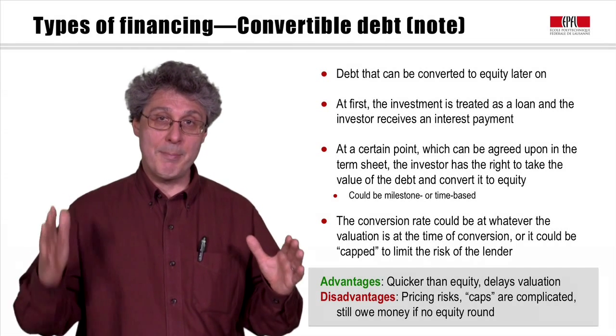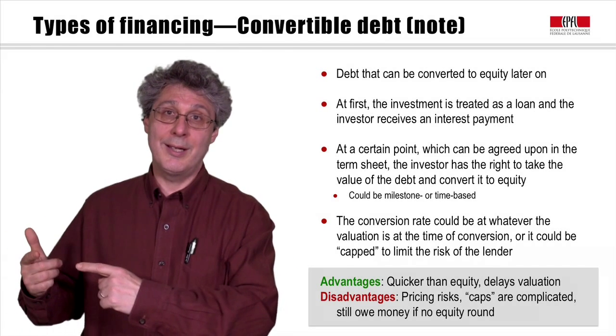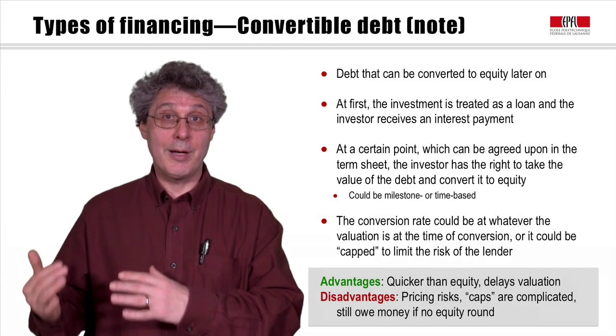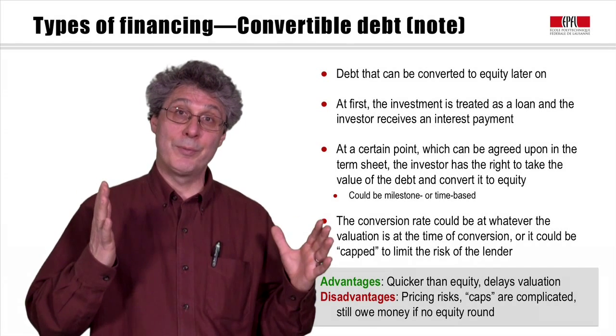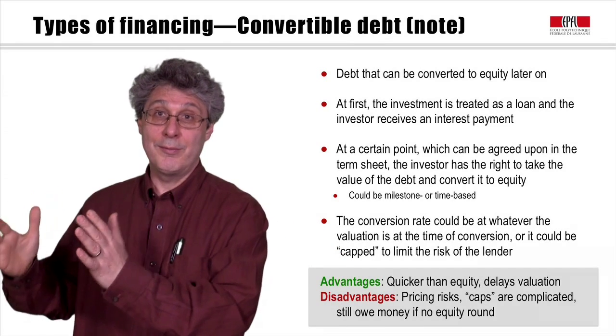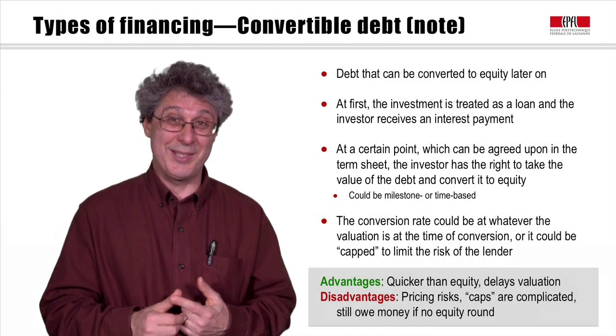Or it could be a time-based thing like after 1 year or 3 years. If there is an equity round that creates a valuation of the company, then we can convert the amount that was invested in debt into a partial ownership of the company. Now, what's the conversion rate?